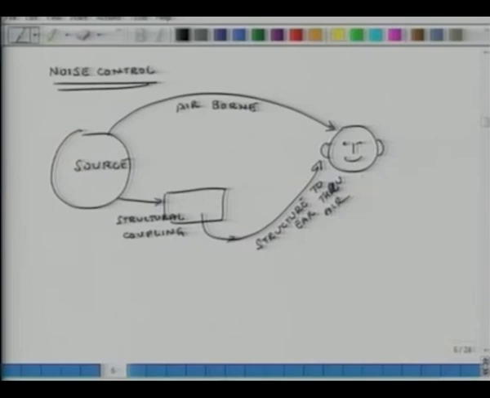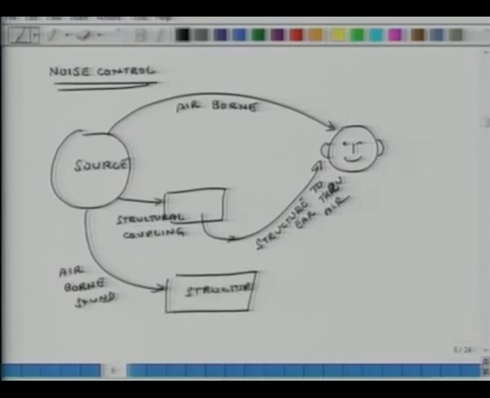And the third path is that I have airborne sound which excites some other structural member. So here the coupling is what? Acoustic coupling. This is acoustic coupling. And then from here some particular modes and resonances get excited. So again sound reaches the person.